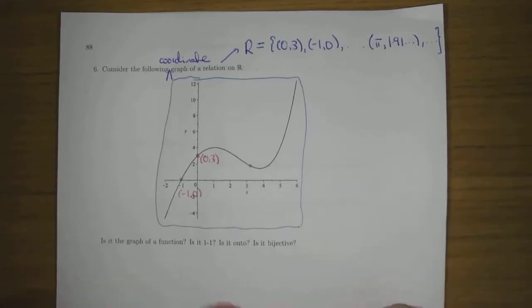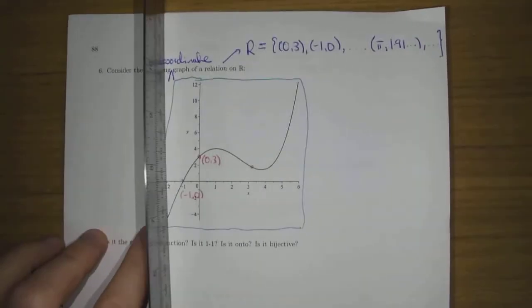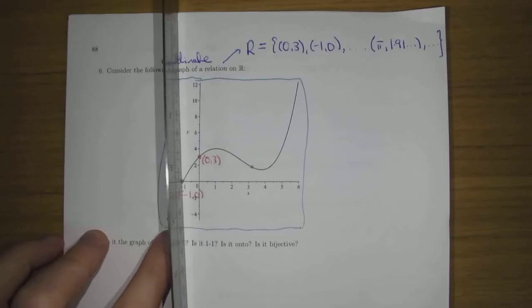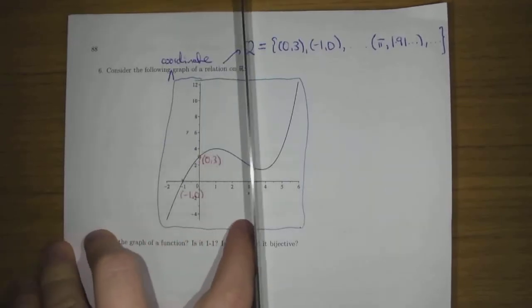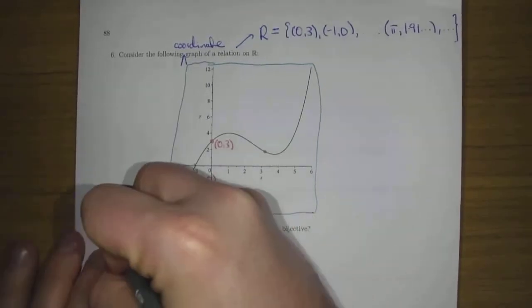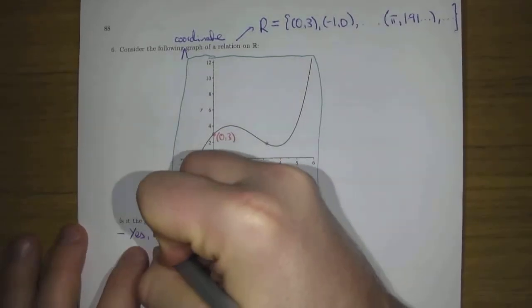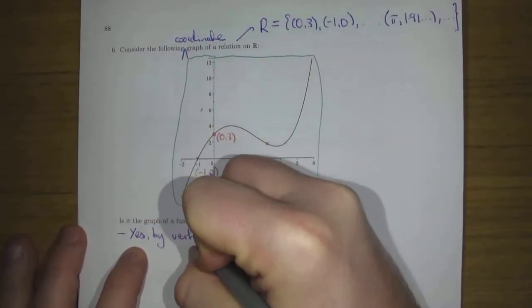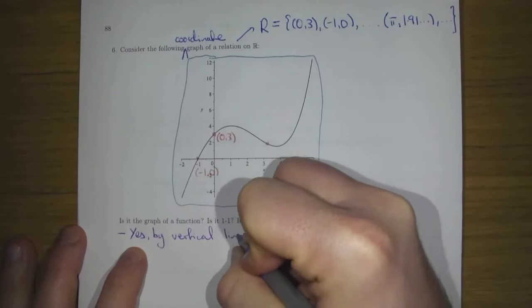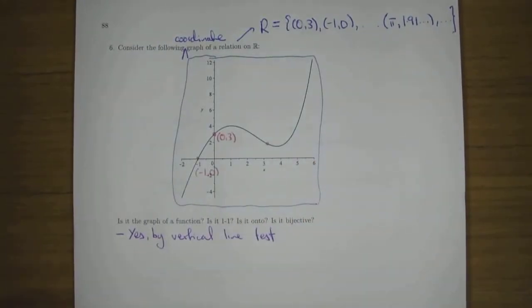Okay, so first of all, is it the graph of a function? And to tell if something is a function, use the vertical line test. If every vertical line hits the graph once and only once, then it's a function. And the answer is yes. Is it the graph of a function? So the first question, yes, by the vertical line test. Every vertical line hits the graph exactly once.